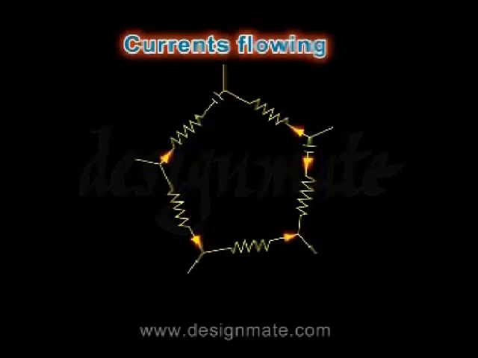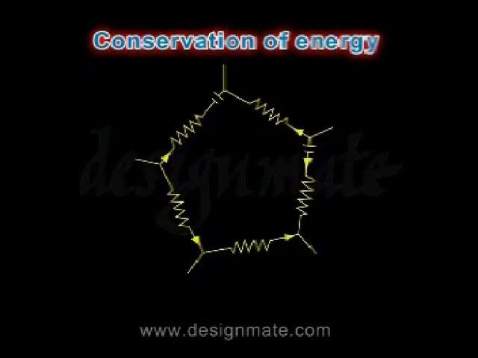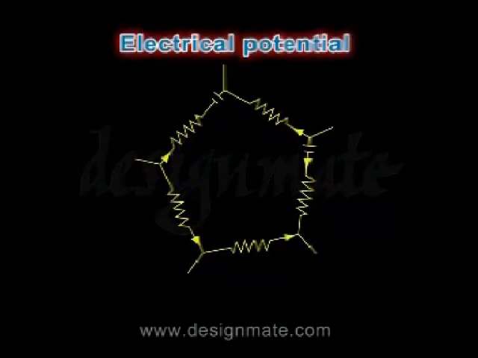Kirchhoff's second law relates the currents flowing in a closed circuit loop with electromotive forces encountered in the path. One arrives at this law using concepts of conservation of energy and the electrical potential.